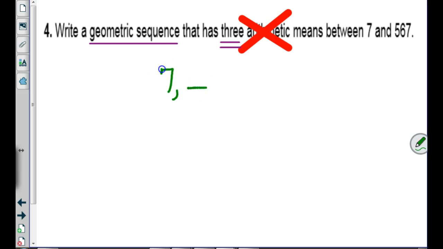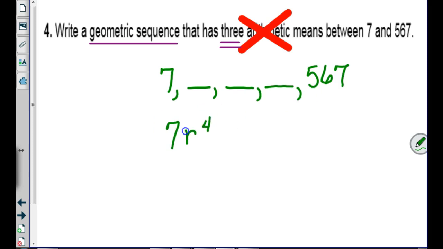So basically there's 3 missing terms between 7 and 567, and it is geometric. So between the first term and the 2nd, 3rd, 4th, 5th term, how many r's were multiplied? 4. So I'm just going to do it the way it makes sense to me. This is all we have to do, right? If it helps you to put the little 1 times 2 times 3 times 4 times up there so that you get that number, right?